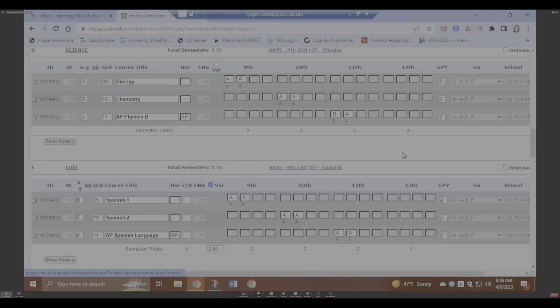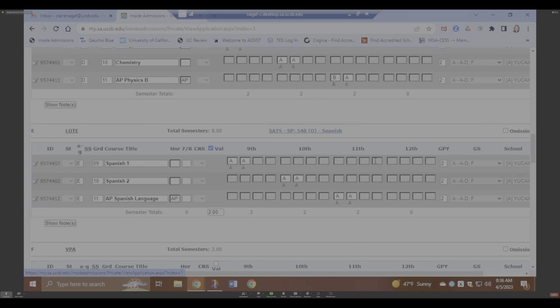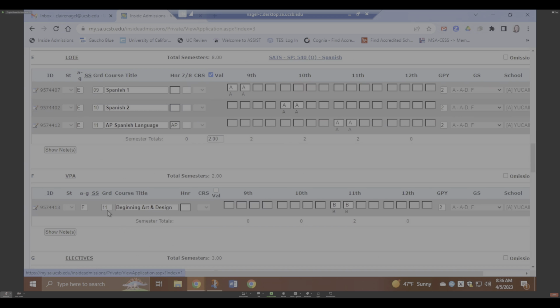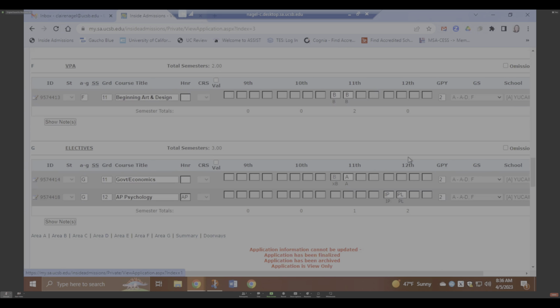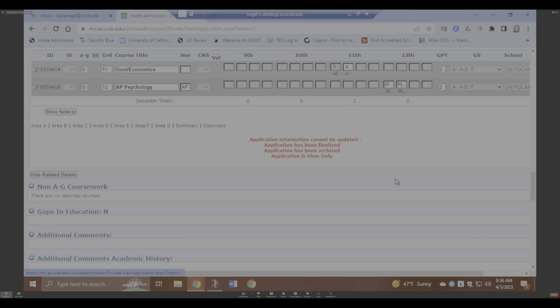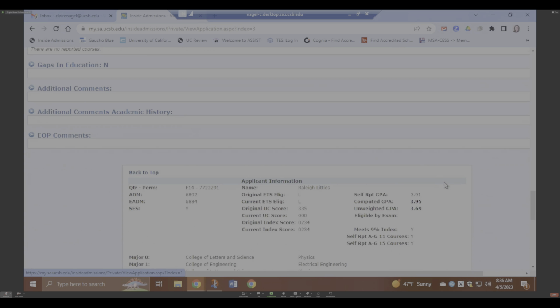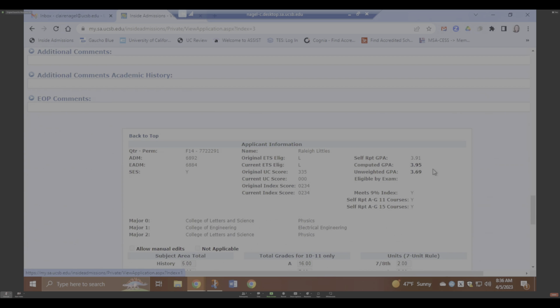Area E, LOTE is language other than English. You had Spanish. For VPA, visual and performing arts, you had beginning art and design. And then we have your electives down here. Okay, there we go. So your computed GPA was a 3.95.